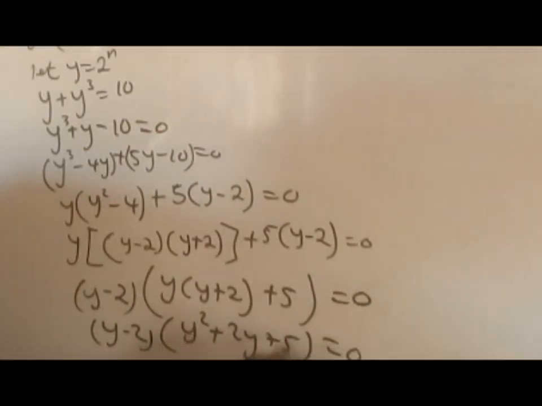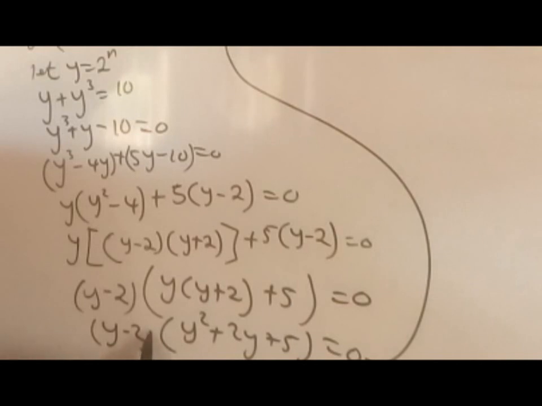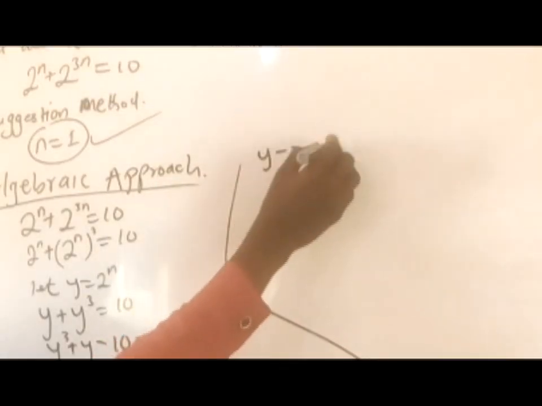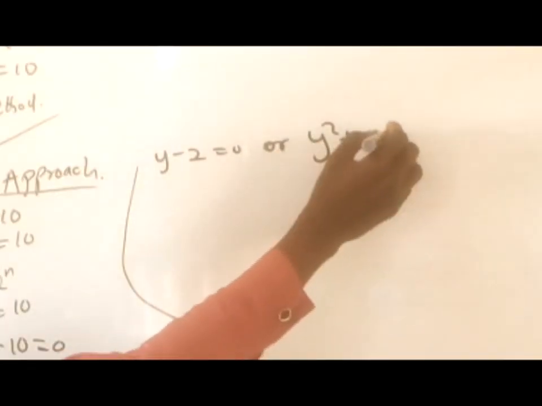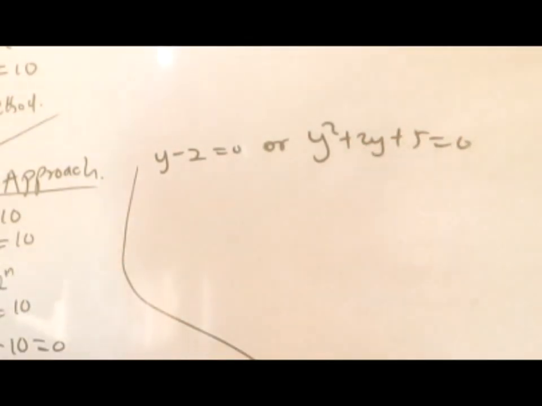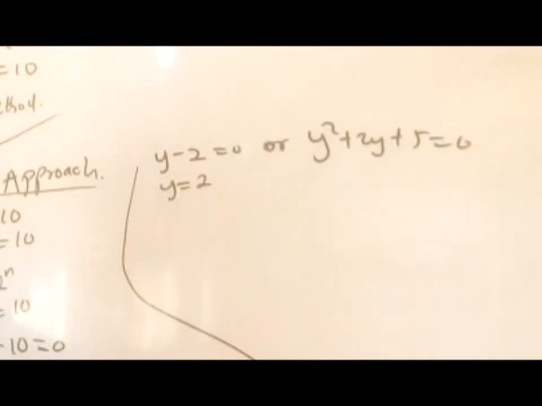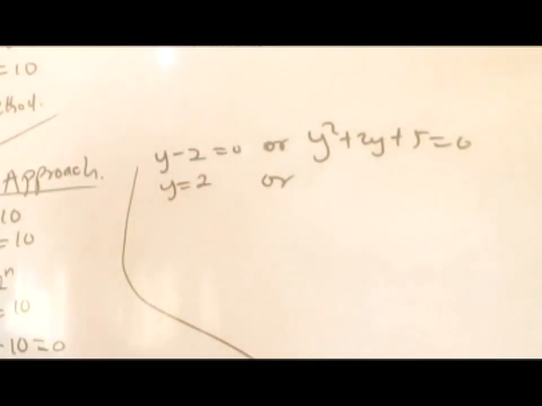At this level, we find that whenever you have two brackets multiplied together and the result is 0, either one of them is 0. So we check whether y minus 2 is 0 or y squared plus 2y plus 5 equals 0. If y minus 2 is 0, then y must be equal to 2. Or if y squared plus 2y plus 5 equals 0, we have to factorize and see.